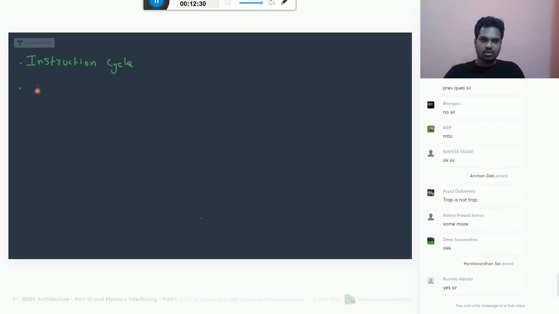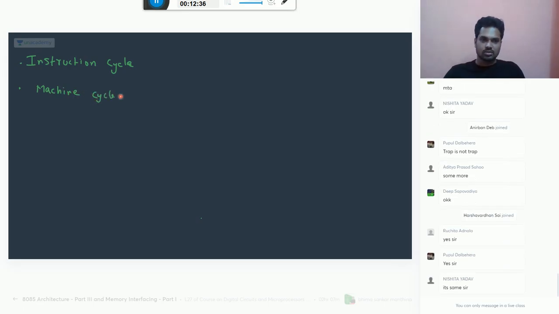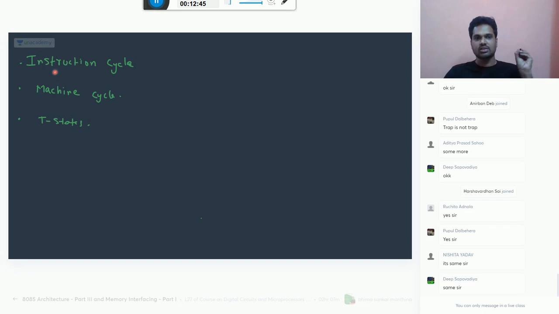Machine cycle and T states. I will explain. Now listen. What is the meaning of instruction cycle? Instruction cycle is the time required.